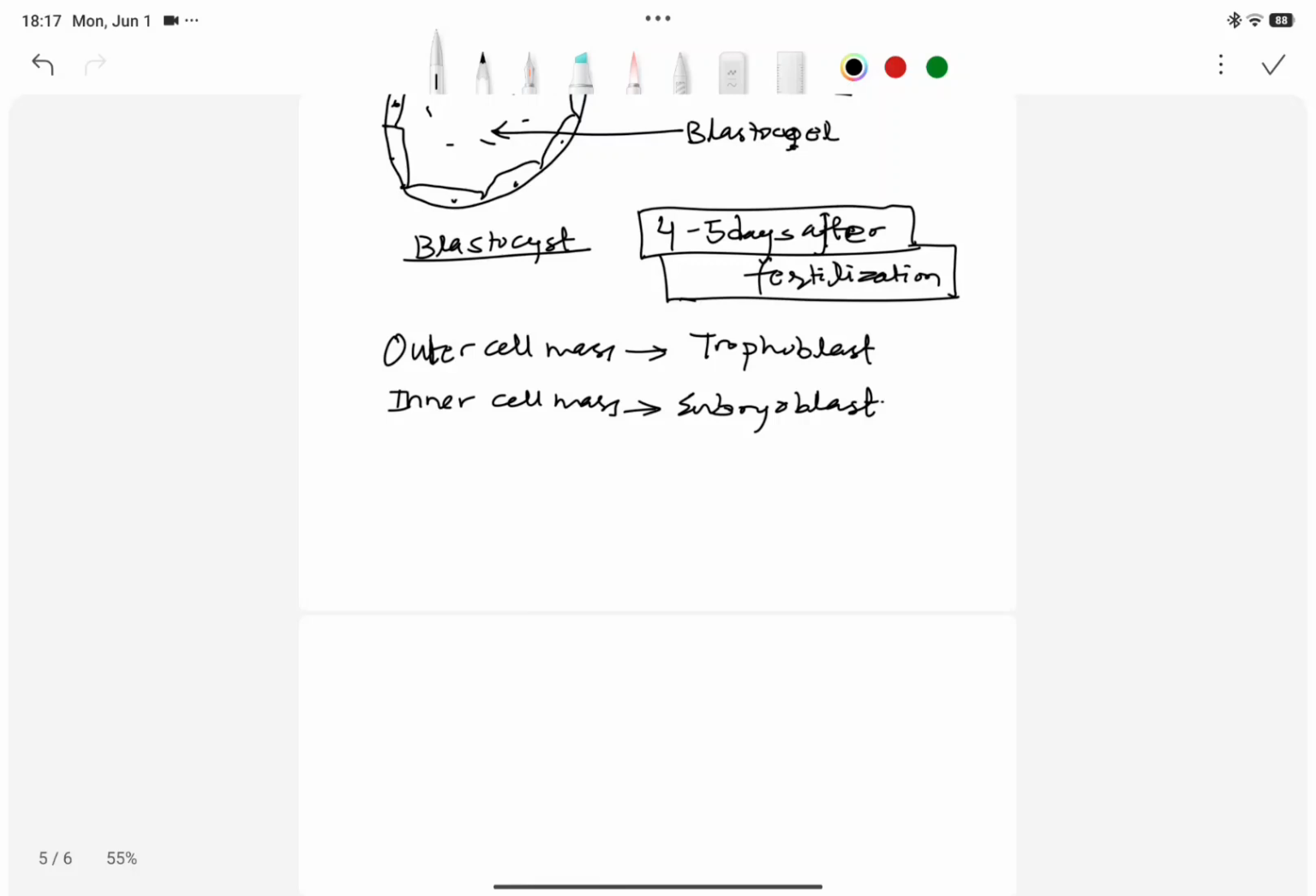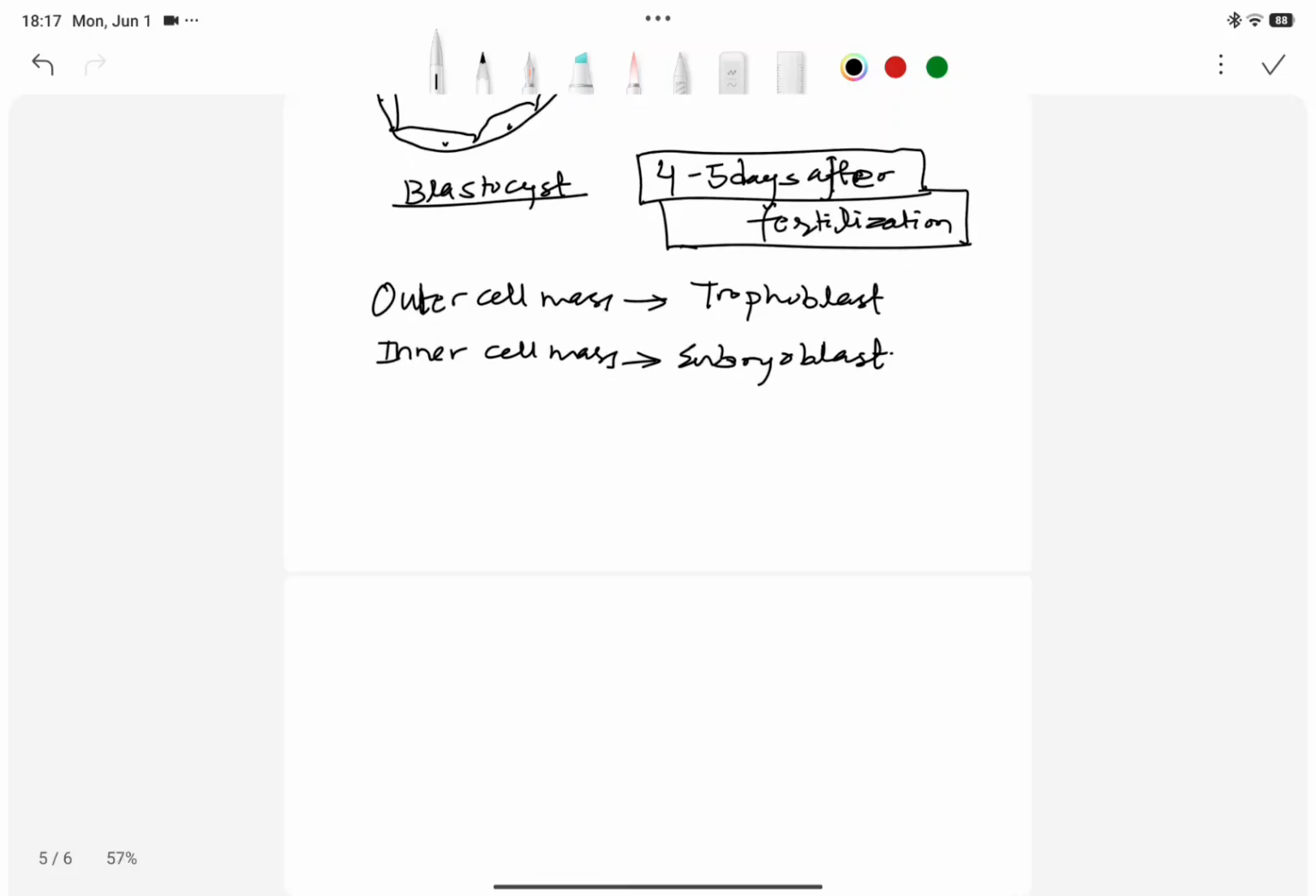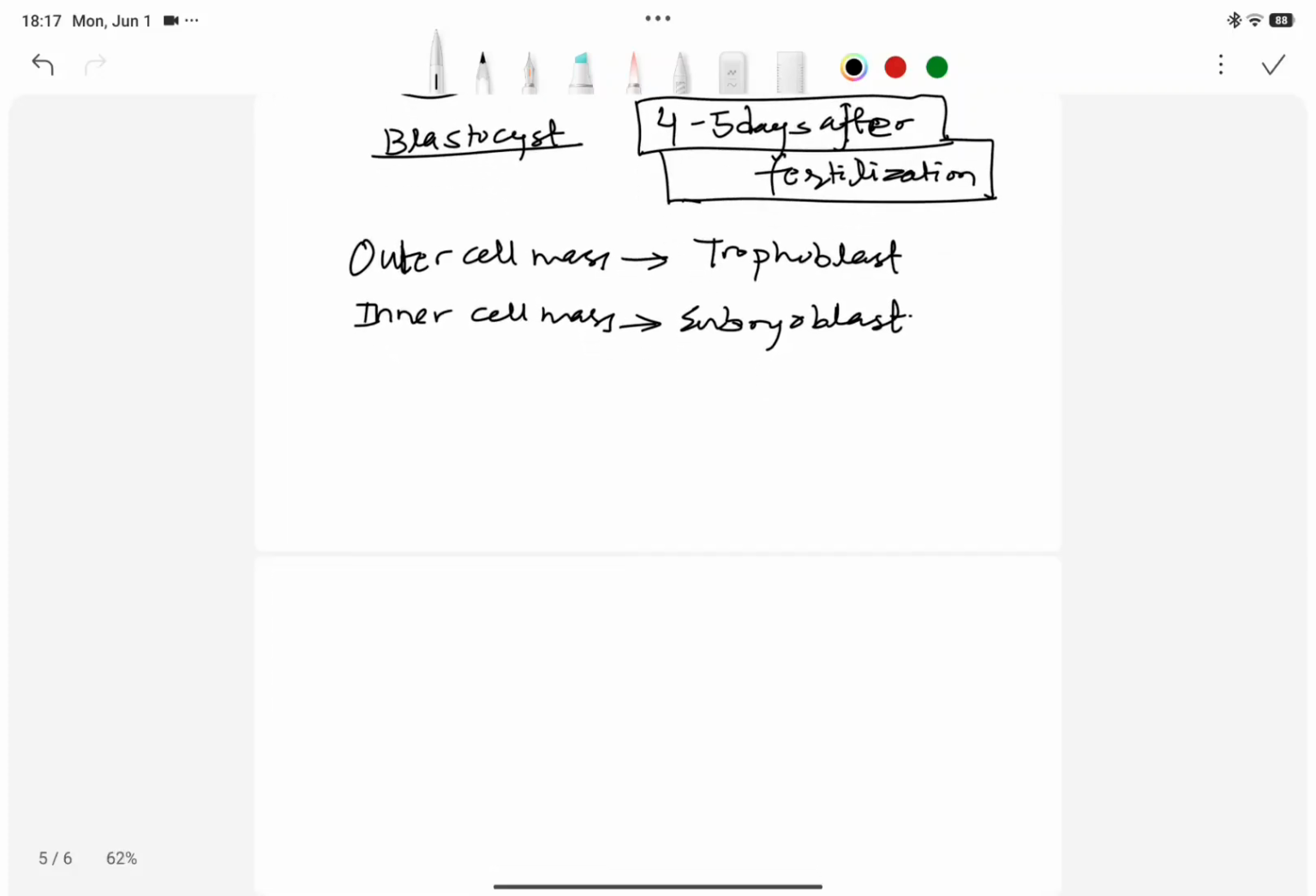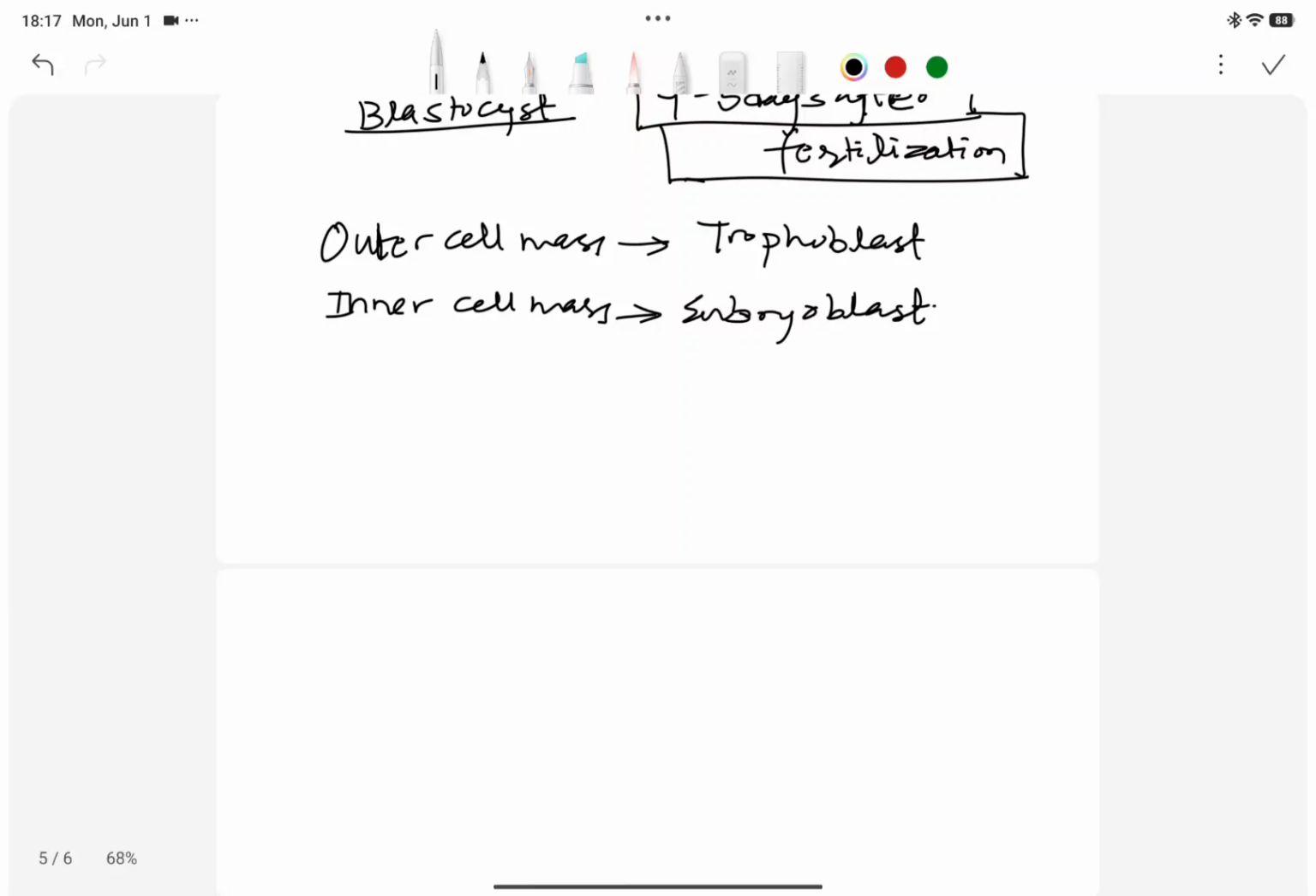Outer cell mass forms the trophoblast, and inner cell mass forms the embryoblast. So the blastocyst is formed within 4 to 5 days after fertilization in the uterine cavity. Okay. So what are the nutrients of the blastocyst? The nutrition of the blastocyst is the uterine glandular secretions.